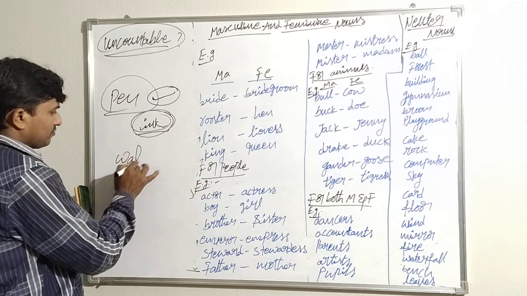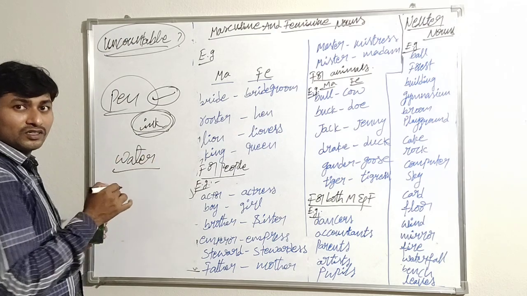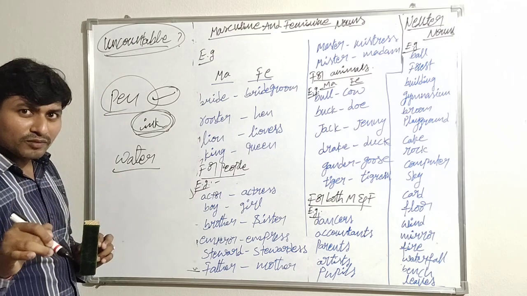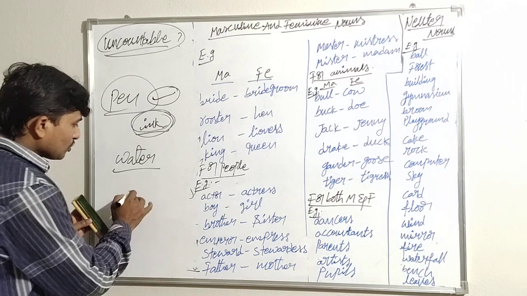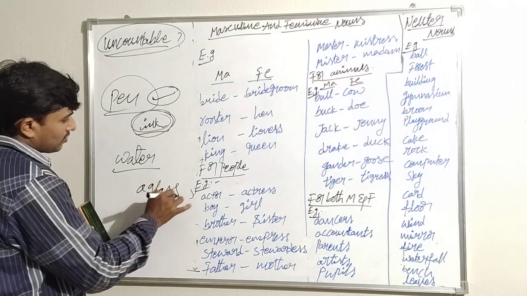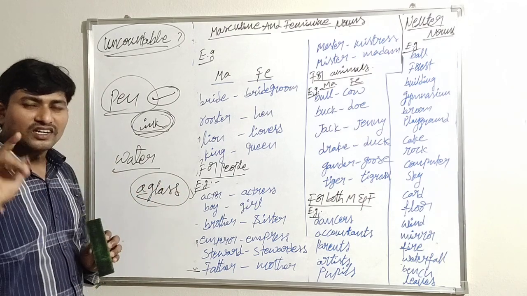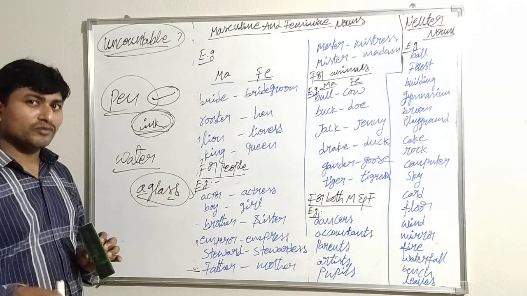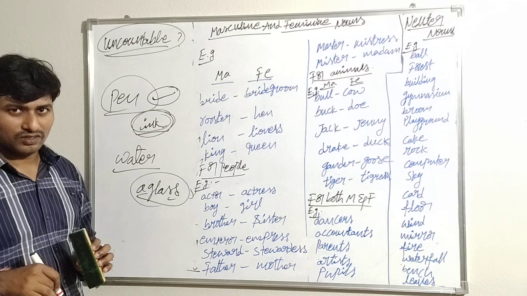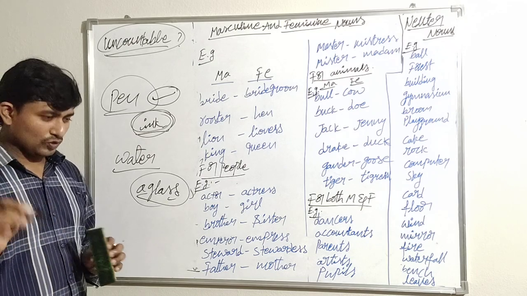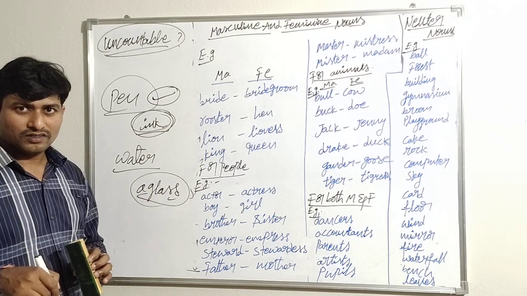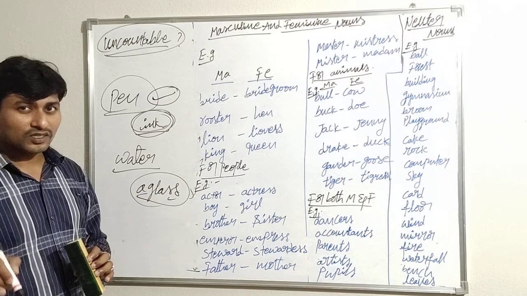Suppose you take water. Are you able to count? But we can count water, how? Can you please bring me a glass of water? So a glass. How many glasses did you ask? Only a single glass. So the glass is countable, but the water in the glass is not countable. The water in the glass is countable, but water itself is not countable.